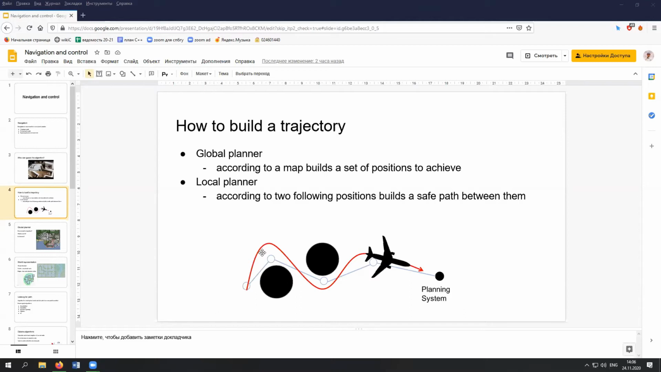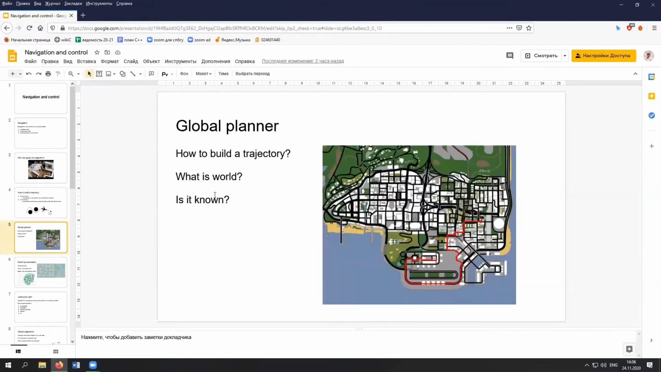So in the beginning, I said that if we want to build a fast and safe route, then the global planner thinks about the fast route, and the local planner thinks about the safe route. Yes, and now let's look at the global planner more precisely.